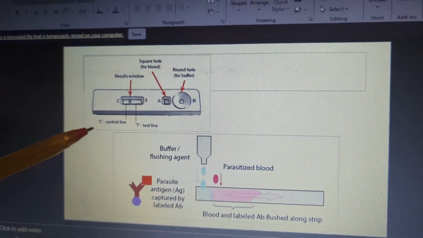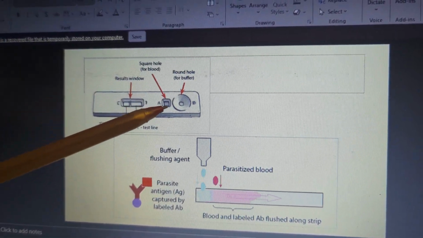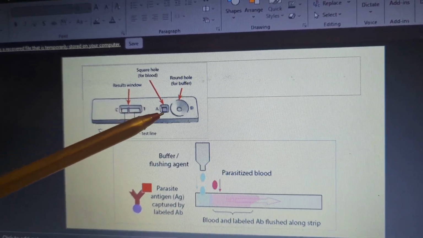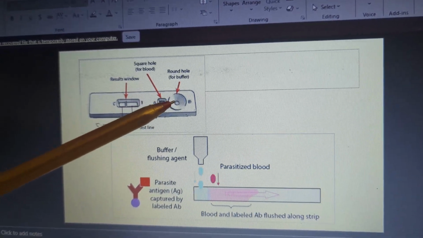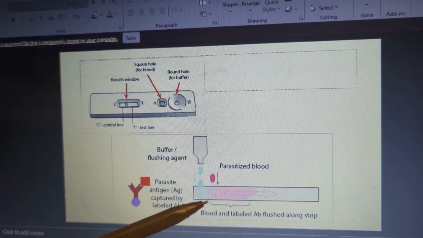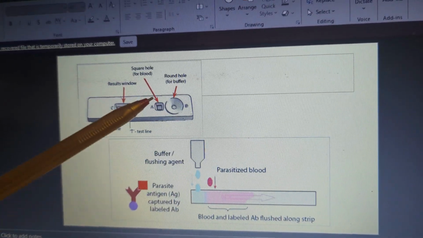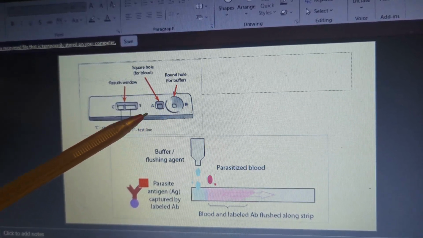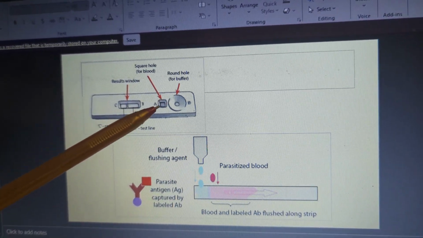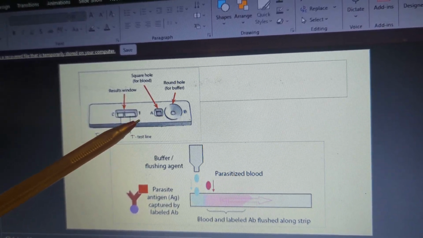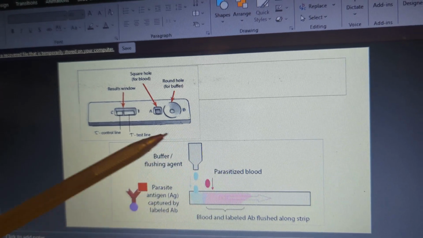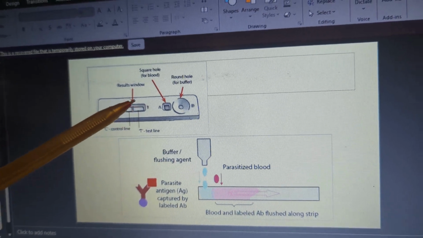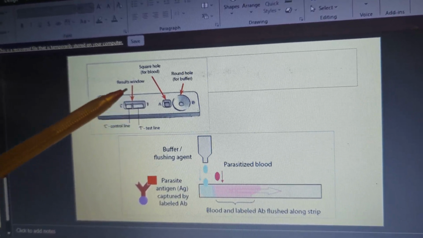The principle is that we supply drops of blood into the blood well, and then we put in a few drops of the buffer, because we need a solution for movement into the results window. The buffer picks up the blood and continues transversing along the nitrocellulose membrane in the results window. That membrane has a C line, a control line, and a T line.